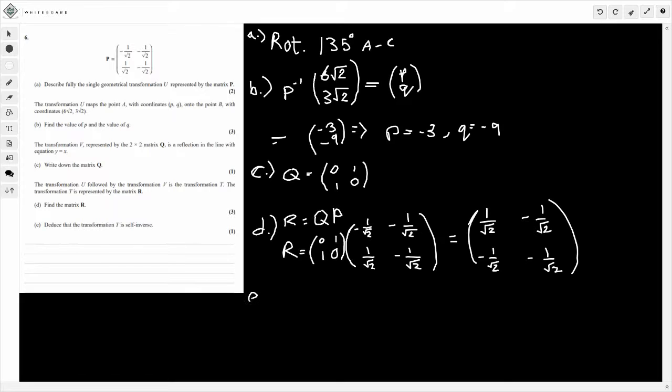And then finally, for part E, we have to deduce that the transformation T is self-inverse. What that means is that for this transformation R, if I do R times R, so R squared, and perform that matrix multiplication, I should get the identity. And if you do that, guys, you do obtain it. You've got to show this matrix multiplication fully again, and show that this becomes 1, 0, 0, 1, which is the identity matrix.